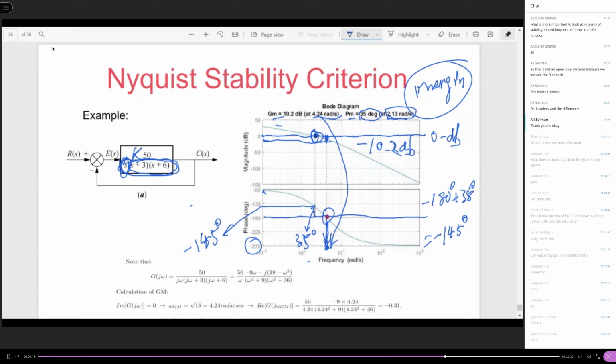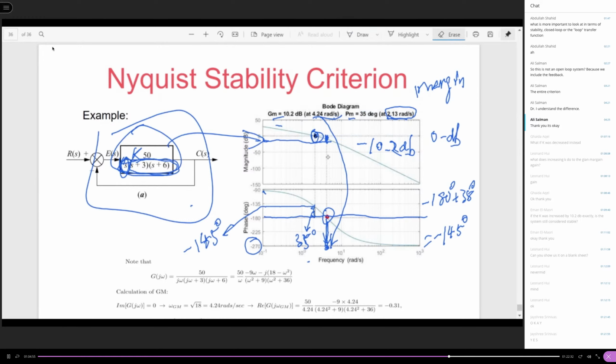Okay, so you can see that from the Bode plot very clearly. This system has both a positive gain margin and a positive phase margin. So the closed-loop system is definitely stable. So you can read the stability from the open-loop system's Bode plot. You only need to draw its Bode plot, then you can read the stability. So this is what we mean here.